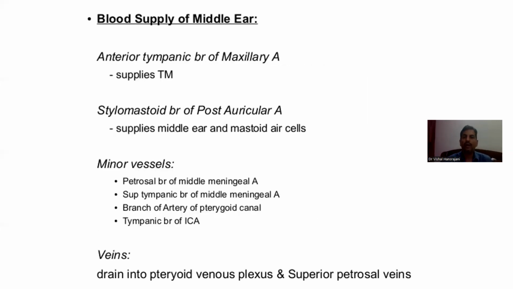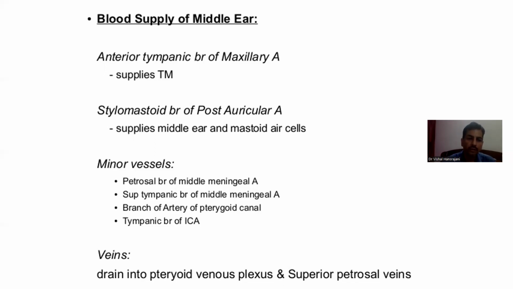Now we come to the blood supply of the middle ear. The anterior tympanic branch of the maxillary artery supplies the tympanic membrane. The stylomastoid branch of the posterior auricular artery supplies the middle ear and the mastoid air cells.